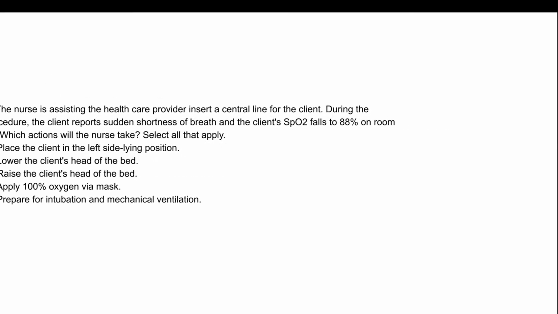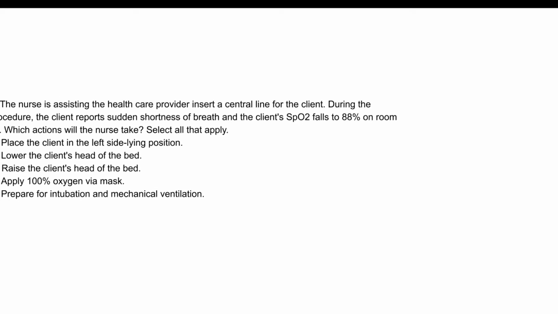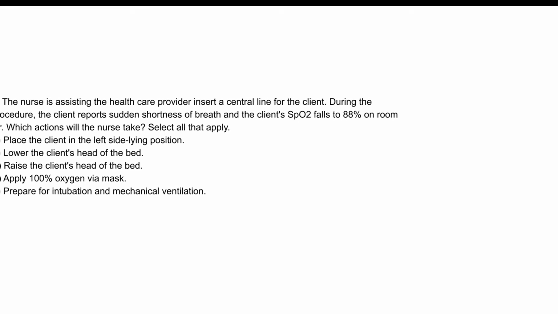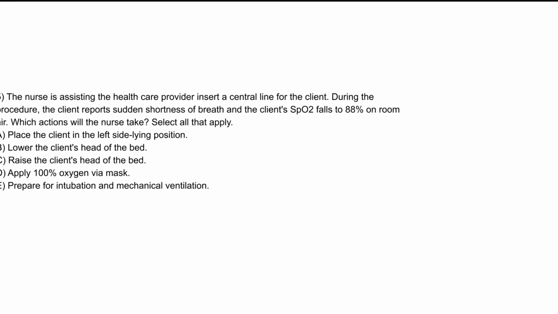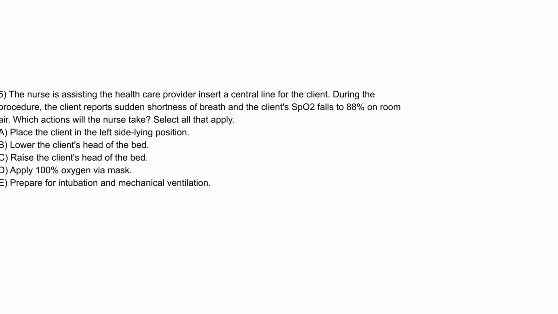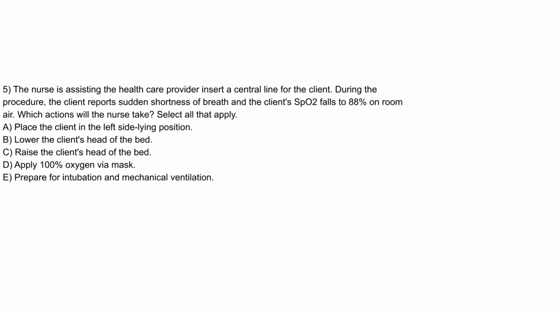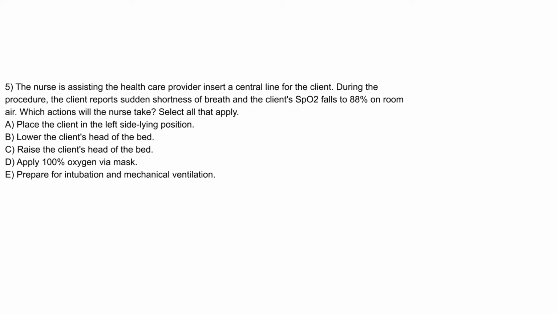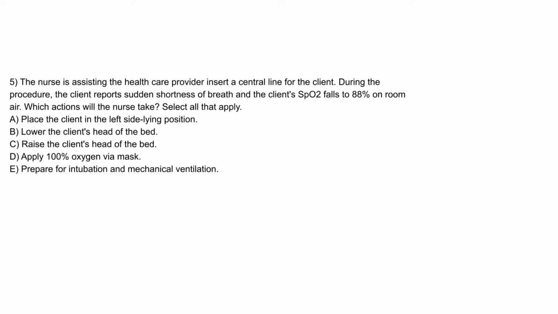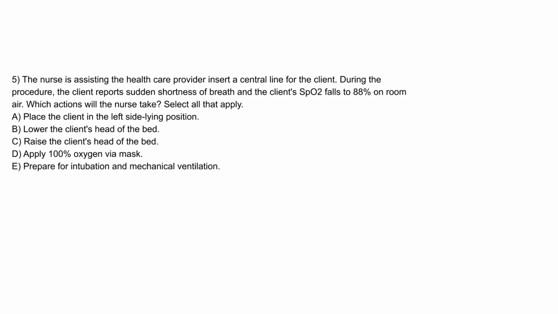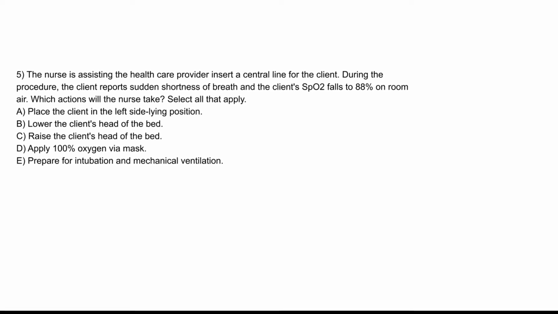5. The nurse is assisting the healthcare provider insert a central line for the client. During the procedure, the client reports sudden shortness of breath, and the client's SpO2 falls to 88% on room air. Which actions will the nurse take? Select all that apply. A. Place the client in the left side lying position. B. Lower the client's head of the bed. C. Raise the client's head of the bed. D. Apply 100% oxygen via mask. E. Prepare for intubation and mechanical ventilation.